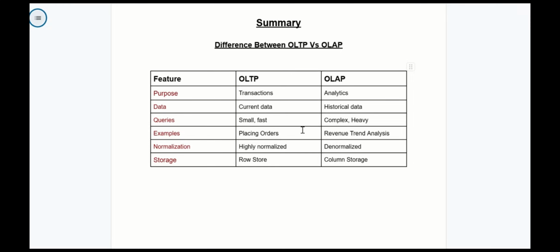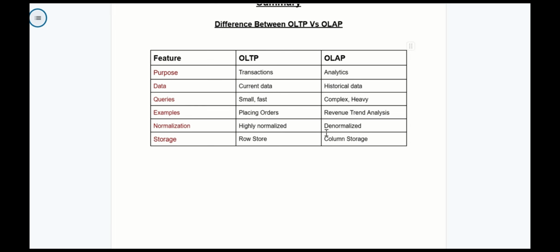Examples: placing an order in OLTP, revenue trend analysis in OLAP. On normalization, OLTP is highly normalized, where the tables are split into smaller and smaller tables, while in OLAP the data is just split into the facts table and the dimensional tables. And these dimensional tables are not further split into smaller tables.